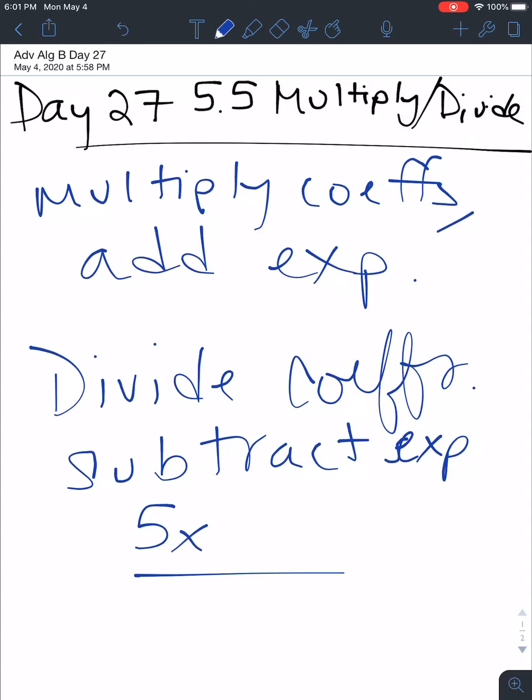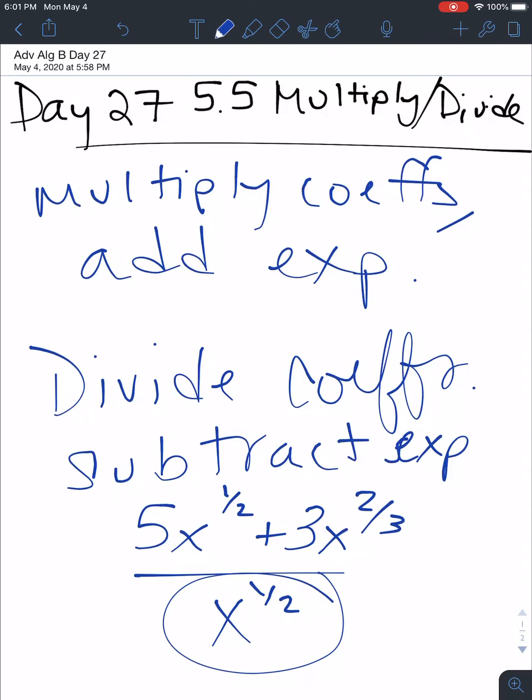So if we had like 5x to the 1/2 plus 3x to the 2/3, we know that numerator can't be simplified any because we can't combine those since they're not like terms, but maybe those are being divided by an x to the 1/2 as well, all right? What I'm saying is these divisions will only happen with a single term on the bottom. All right, we're not going to be doing any binomial work with division.